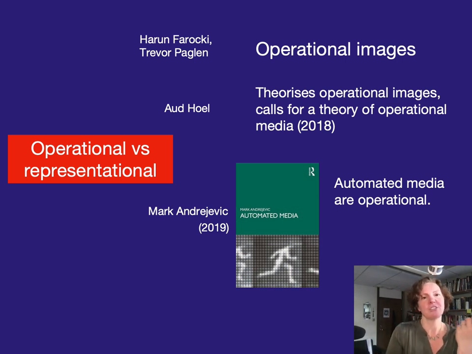The idea of operational images was introduced by the filmmaker Harun Farocki and theorized more by Trevor Paglen, the artist. And then Aud Hall wrote a really useful review of the concept, connecting it to different theoretical takes on images. She called then for a theory of operational media. And in many ways, this is what Mark Andrejevic offers in his book, Automated Media from 2019, where he argues that automated media are operational. So now he's not just talking about images anymore, the way Farocki and Paglen were.